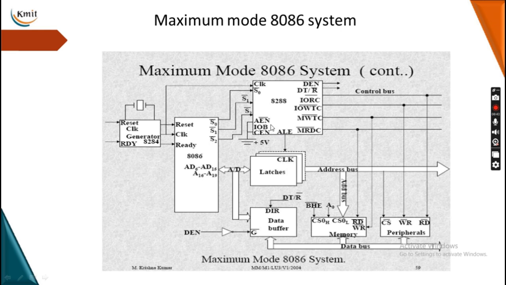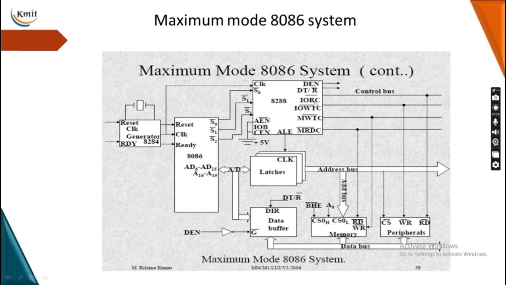Then we have some control signals. Depending upon these control signals, the controller will be doing the operation, which is IO read, IO write, memory write, memory read control. Depending upon these three signals, S0, S1, S2 bar, the IO operations or memory operations will be done: memory read or memory write, IO read or IO write.